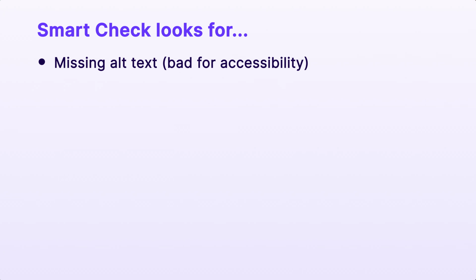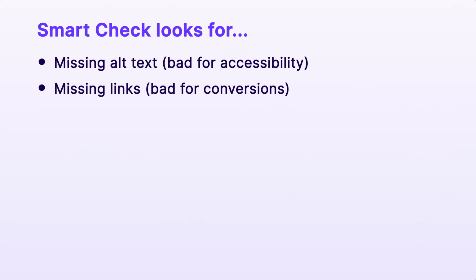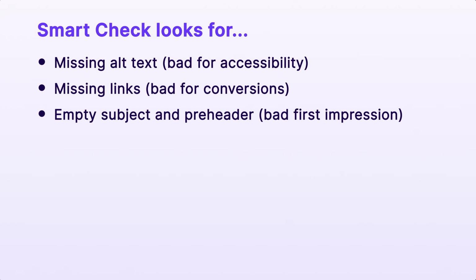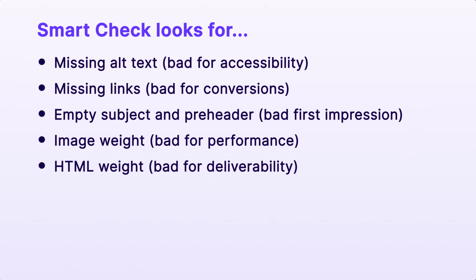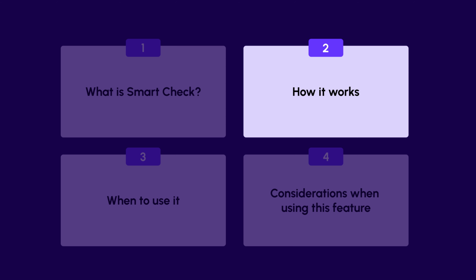Here's what it looks for. Missing alt text, which is bad for accessibility. Missing links, which can be really bad for conversions. Empty subject and pre-header, which is bad for first impressions. And then finally, image weight and HTML weight, which is bad for performance and deliverability. It's the kind of stuff that slips past a design review, but shows up in how your audience experiences your content.